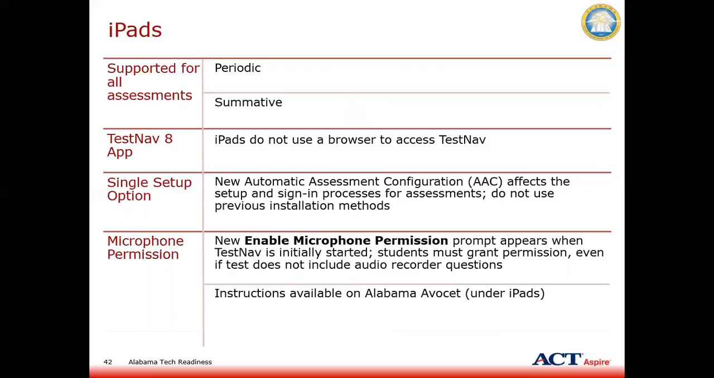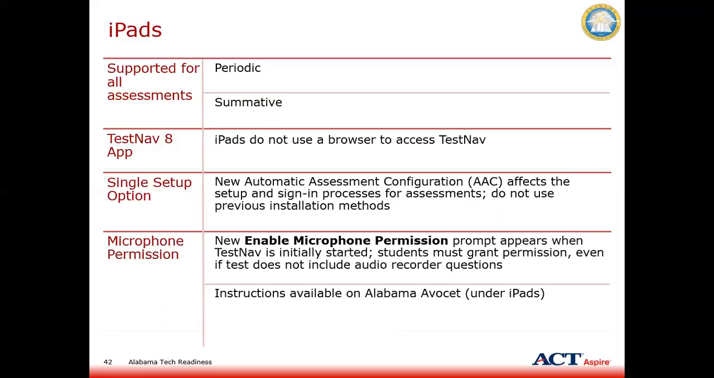As of iOS 9.3.2, though, Apple has introduced this new automatic assessment configuration, or AAC. And it's going to affect the setup and sign-in processes for assessments that require that kiosk mode or single app mode, but it makes it much simpler. So with the AAC, there's just going to be a confirm app self-lock prompt that displays when students log in. It's going to prompt the student to say yes and allow the single app mode to start. And so it really eliminates all of those previous setup measures that we had. And in fact, TestNav cannot launch a test if you still have one of those previous configurations detected on your device.